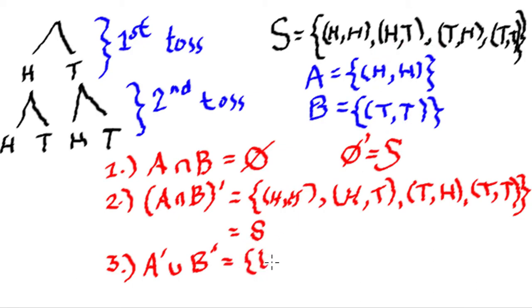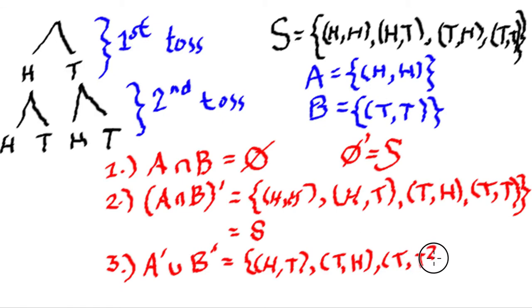So let me write it down. So what we have is HT, then we have TH, we also have TT, and those are the elements in our A complement. Now we're going to get the union of that with the B complement.